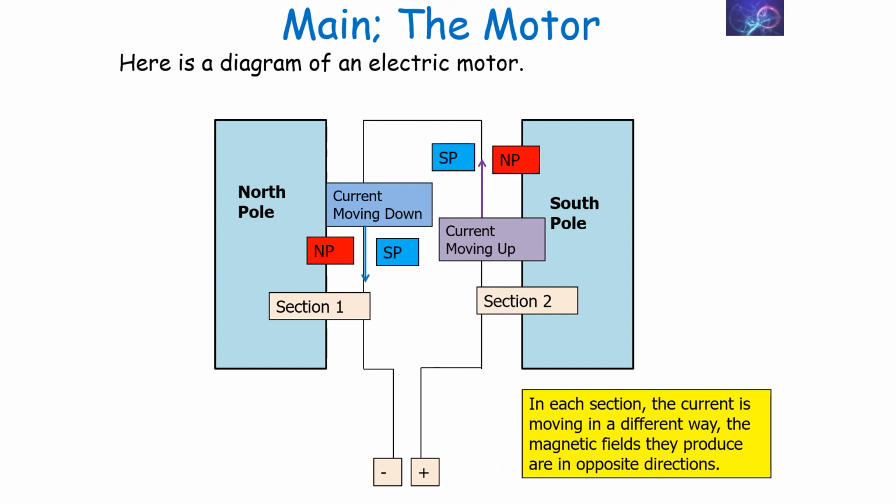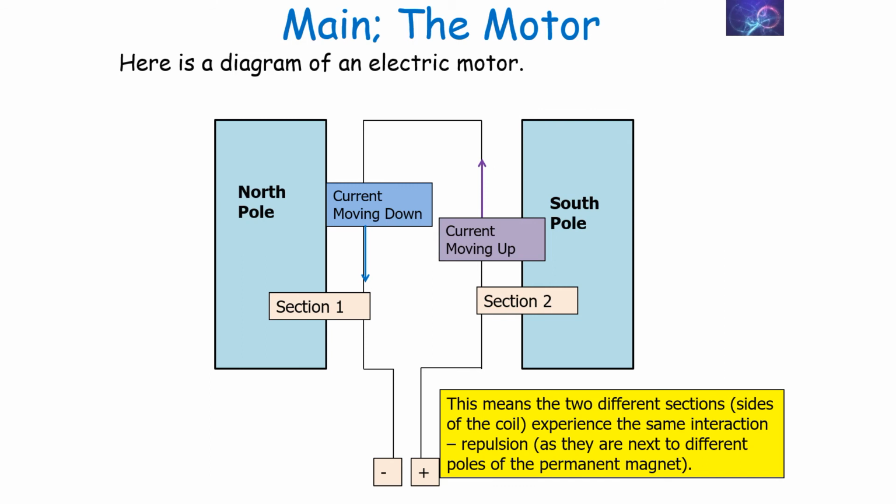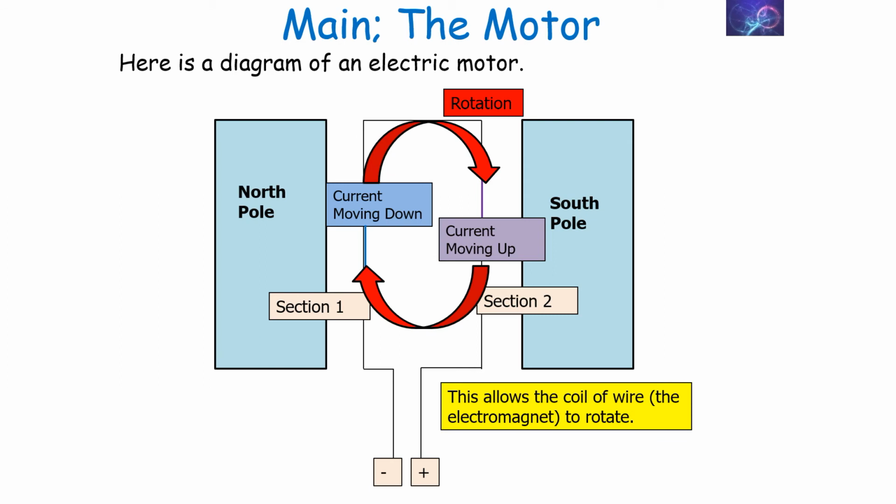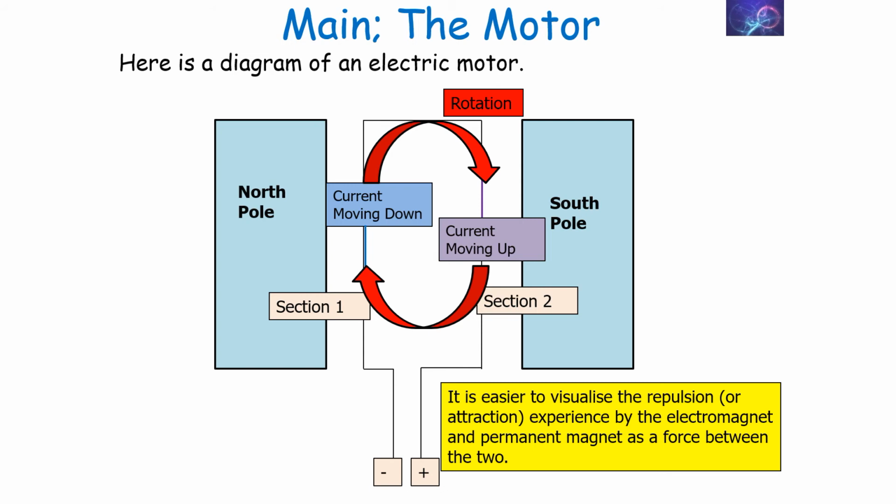Now in each section the current is flowing in an opposite direction, so the magnetic fields they produce are in opposite directions. This means the two sections, the sides of the coil, experience the same interaction, repulsion, because they're next to the different poles of the magnet. So this means that if their forces are in opposite directions, this allows the coil of wire, the electromagnet, to rotate. Now it can be easy to visualize the repulsion by thinking of the interaction between the electromagnet and the permanent magnet as a force between the two.